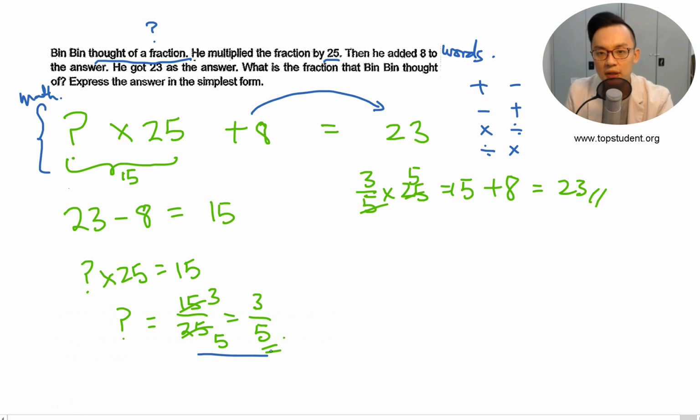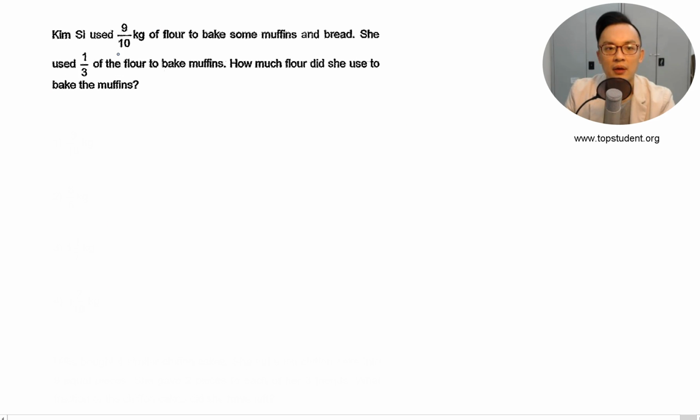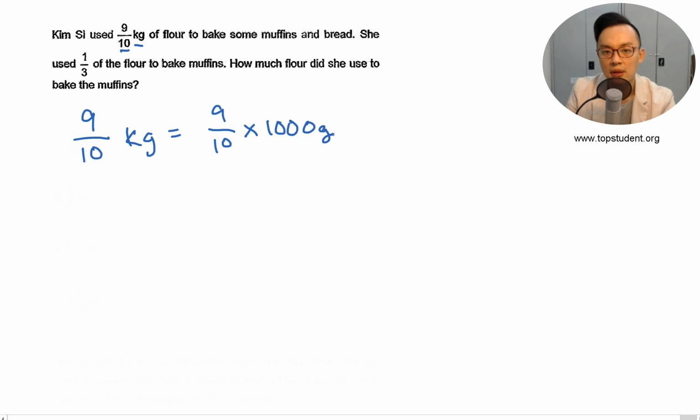Okay, so try this question yourself. Make sure you know how to do it. This person used 9/10 kg of flour to bake some muffins and bread. She used 1/3 of the flour to bake muffins. How much flour did she use? Okay, this is quite a tricky question, right? It's 9/10 kg, so be careful of this. 9/10 kg is equal to 9/10 times 1000 grams, which equals 900 grams.